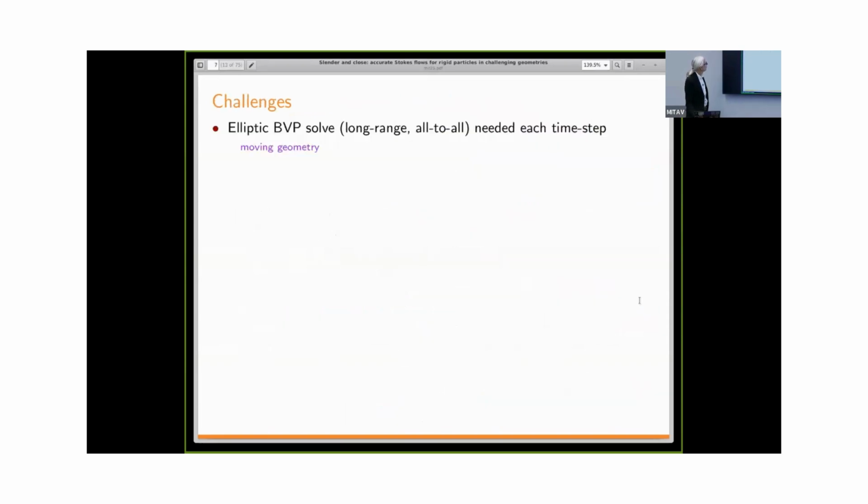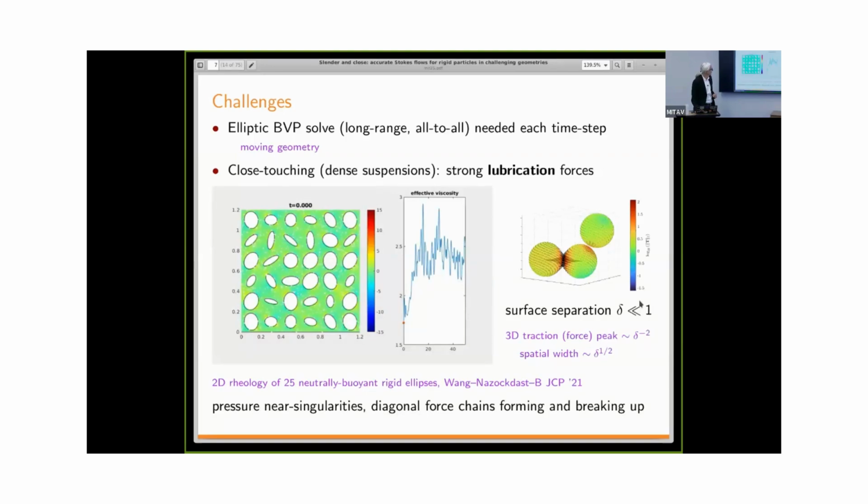What are the challenges with this? That's a static solve that's needed every time step if you're going to do a dynamic simulation. And it's in a moving geometry, and everything talks to everything with a long range interaction that dies like 1/r. So that's why that's hard. A more specific reason it's hard is that things get close to each other.